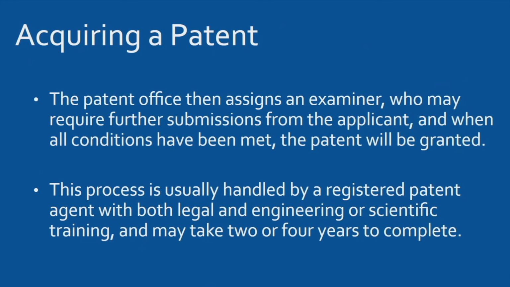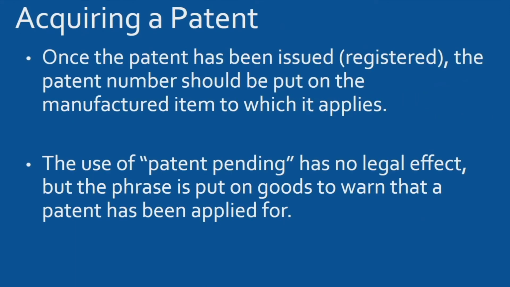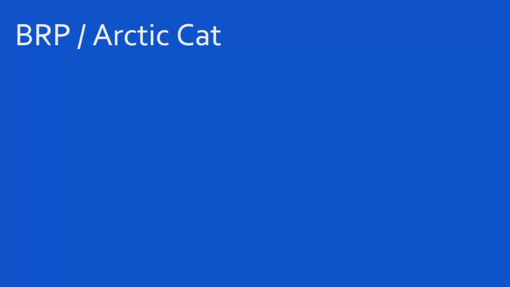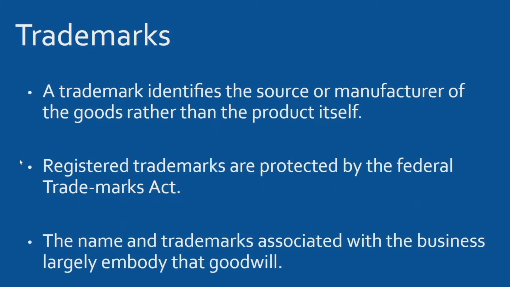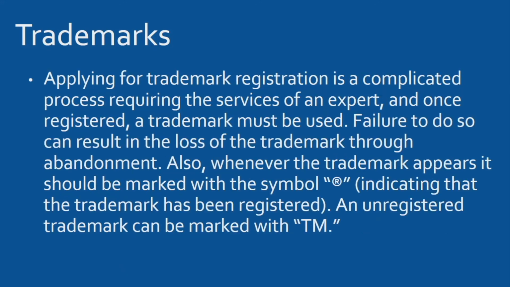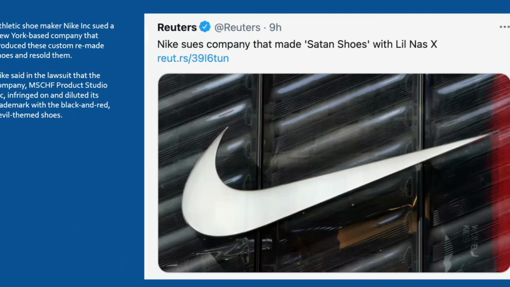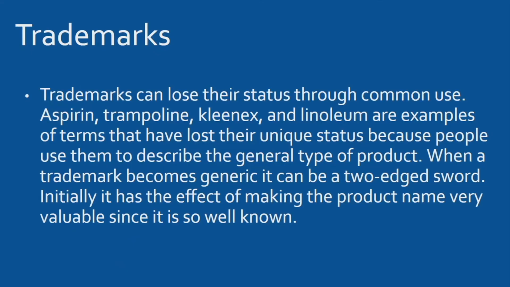So for acquiring a patent, you go to the patent office effectively to do that. And for acquiring a trademark, you have to go and apply for that as well to register it. And there are legal and cost implications to trademarks and patents. Now, I had to get quick on that in order to ensure that I got it all covered. But those are the major topics that will be discussed on the exam.